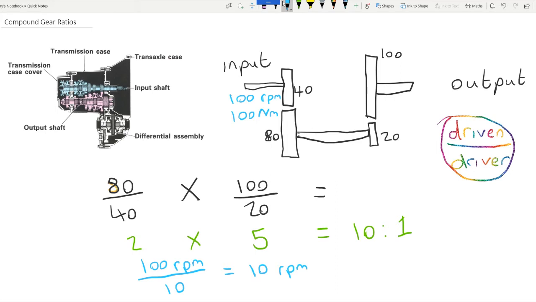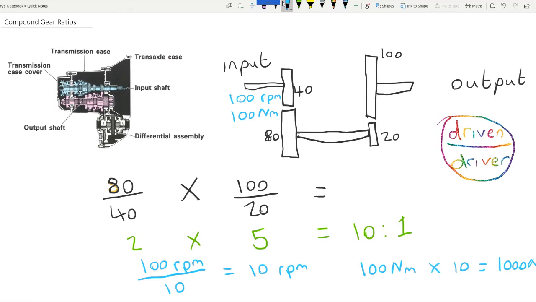And over here I'll do 100 Newton meters multiplied by that 10. And that's going to give me 1000 Newton meters. So that's quite a lot. It's quite an increase.